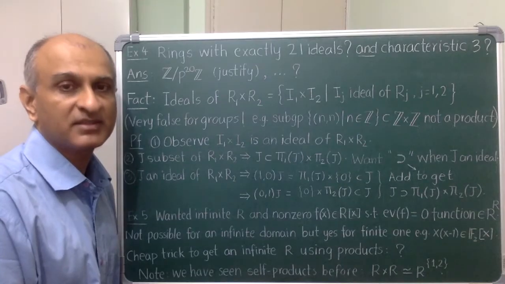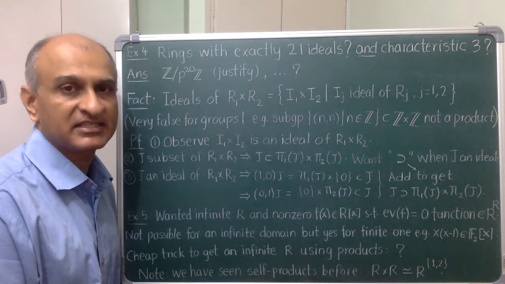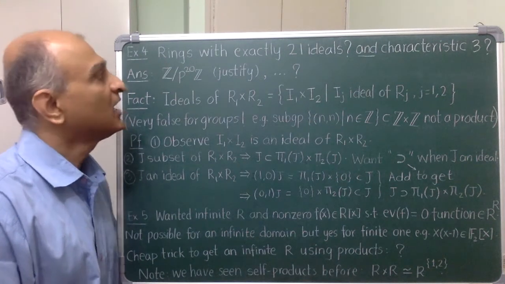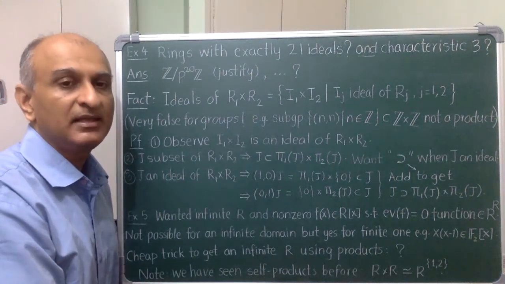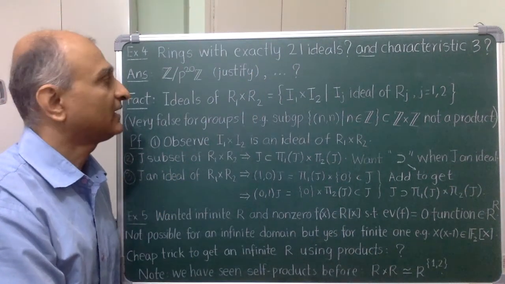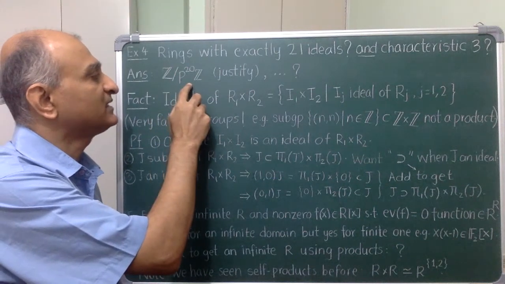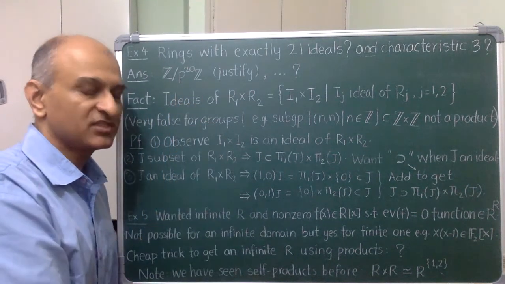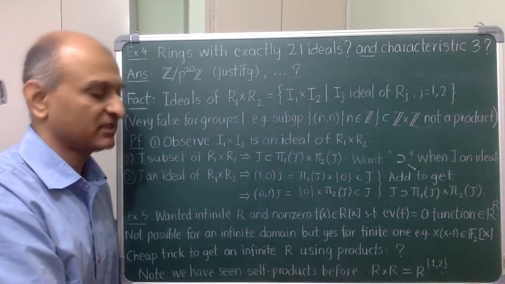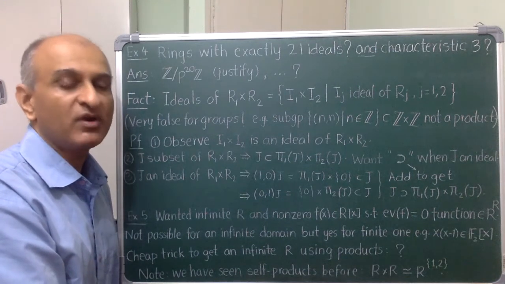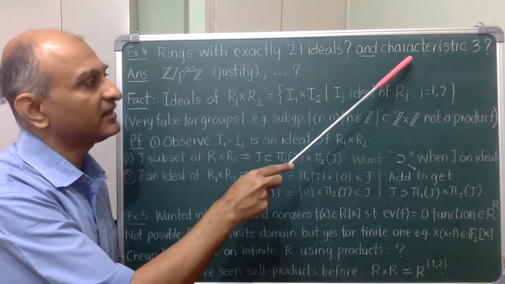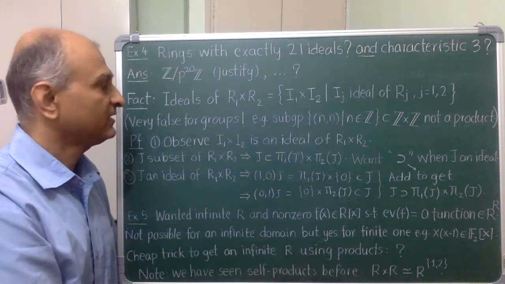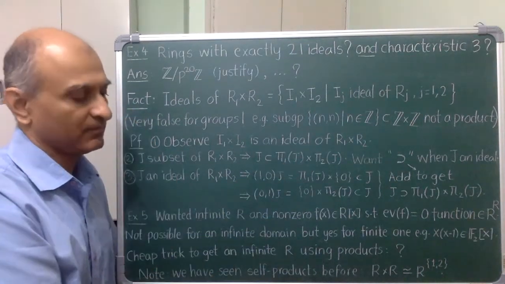Some final remarks, and you should take these as exercises. Suppose I want a ring with exactly 21 ideals. Well, take a prime p and then Z mod p^20 Z works. You should justify this using the correspondence theorem. But suppose I want different types of rings with this property, maybe with a desired characteristic. Then this fact may help.